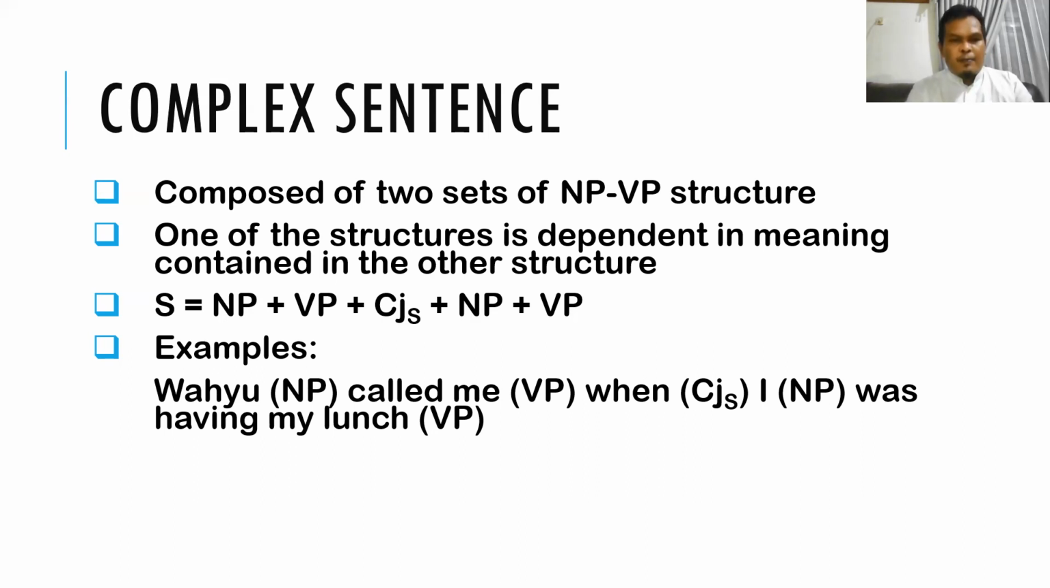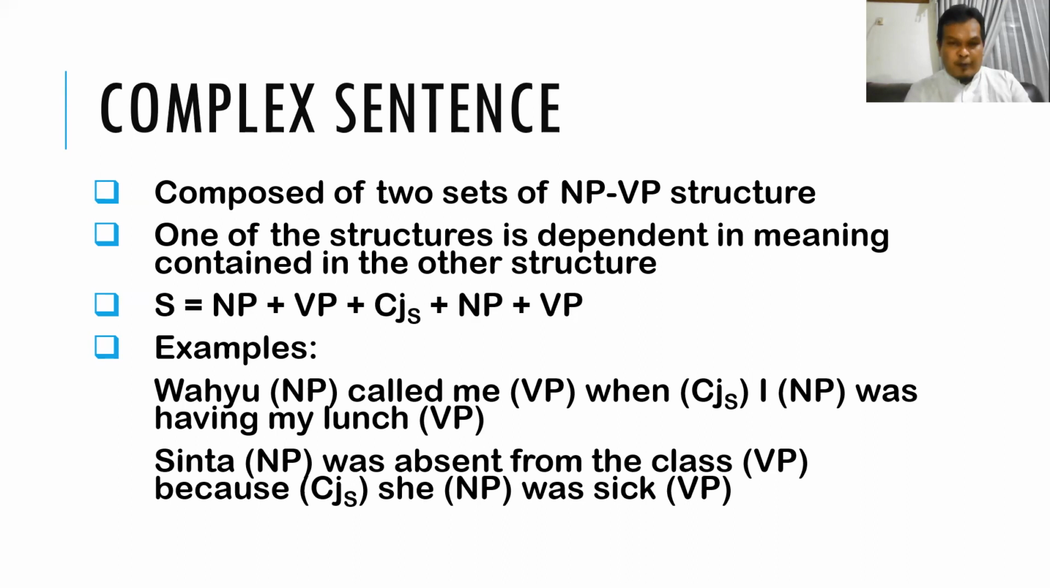Okay, the second example. Sinta was absent from the class because she was sick. So the meaning of because she was sick depends on the meaning contained in Sinta was absent from the class. In other words, what makes Sinta absent from the class is because she was sick. So one of the structures depends on the meaning of the other structure. This is what we call a complex sentence.